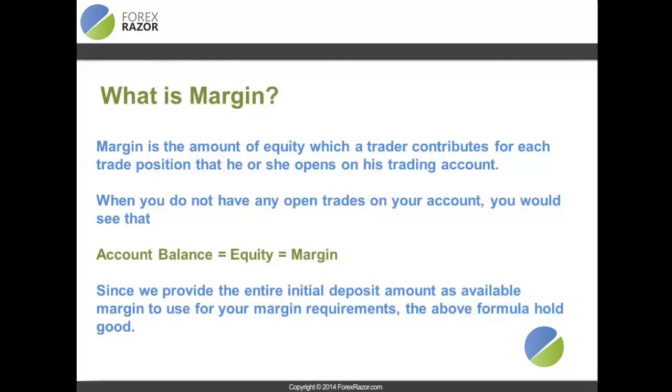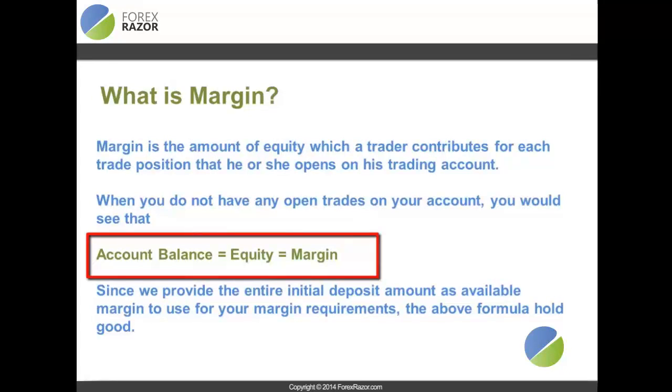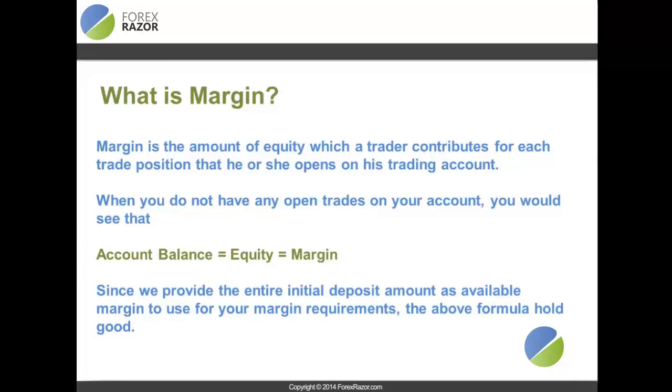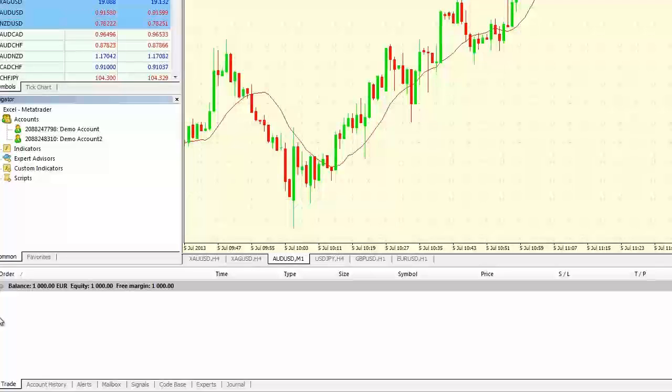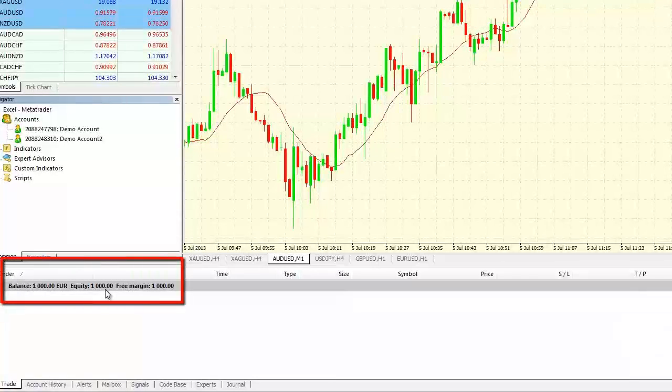You would have noticed on your MT4 platforms that when you do not have any open trades on your account, the balance will always be equal to the equity, which would be equal to the margin. We at Excel Markets provide the entire initial deposit amount as available margin to use for your margin requirement calculations. As you can see over here, once you log into your account, and when you do not have any open trade positions, the account balance is equal to the equity, which is equal to the free margin.